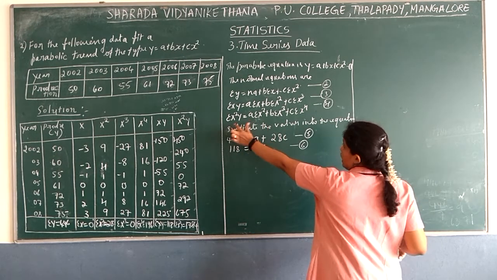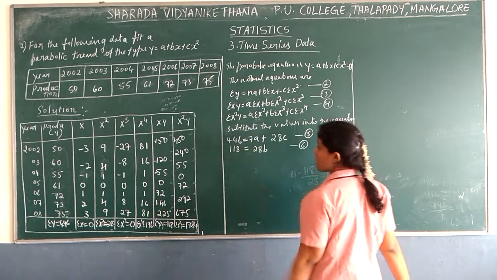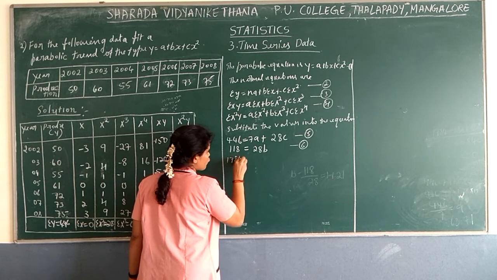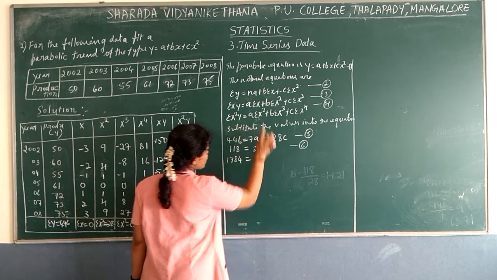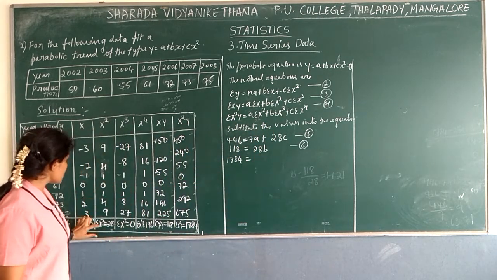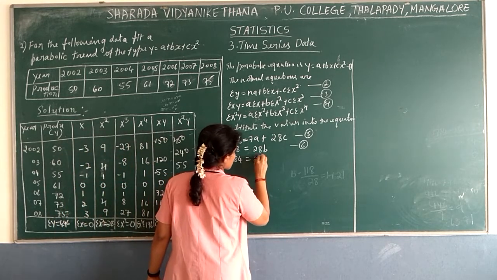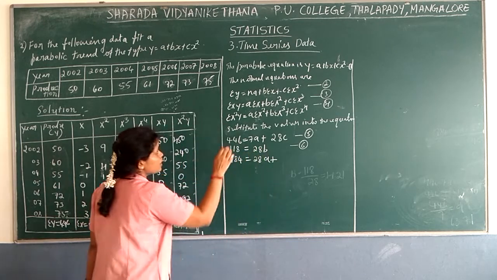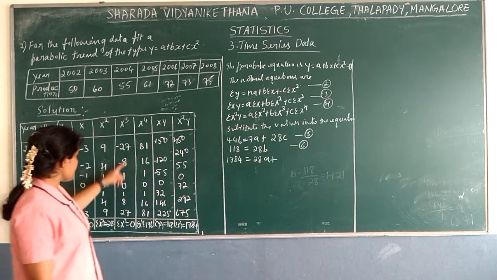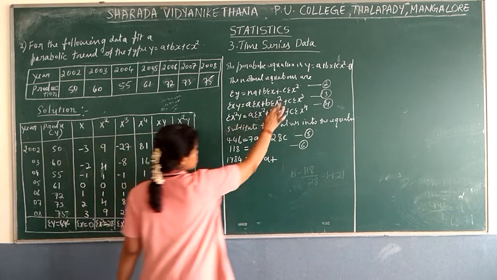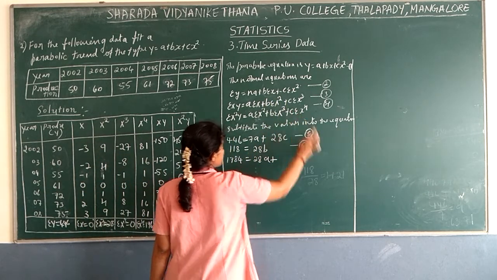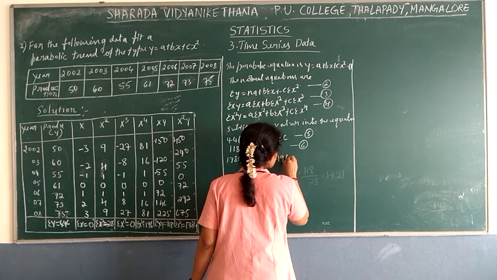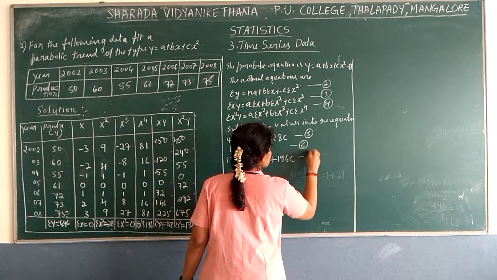Now see the last equation, that is the fourth one. Sigma x square y, 1784, is equal to a sigma x square. X square is 28, so 28a. Then plus b sigma x cube. X cube is 0, so this doesn't come over there. See there, x to the power 4, 196, plus 196c. This is the 7th equation.